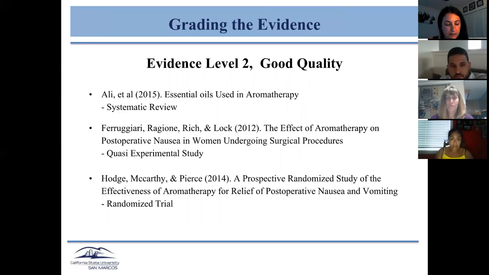The next 6 articles were graded at evidence level 2, good quality studies. Ferrugiari and colleagues explored the effects of aromatherapy in nauseated post-op patients who are women. This was a quasi-experimental study. Hodge and colleagues studied the effectiveness of aromatherapy for post-op nausea and vomiting. This was a randomized trial.